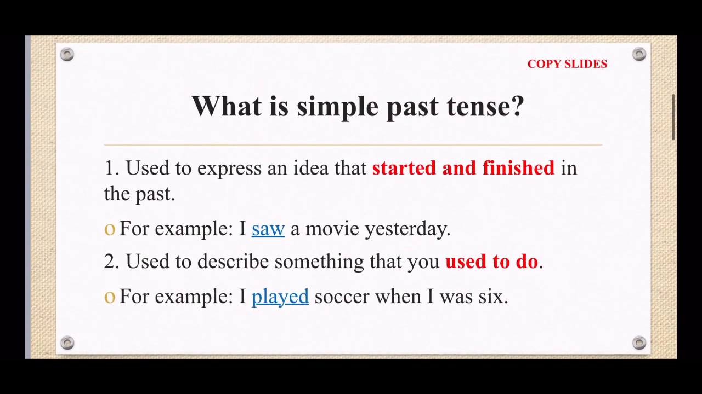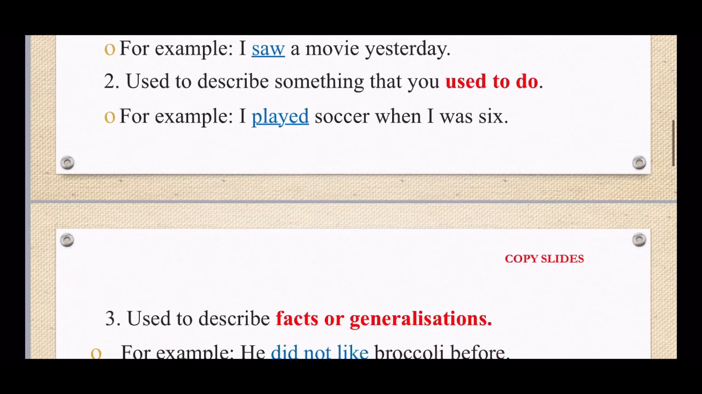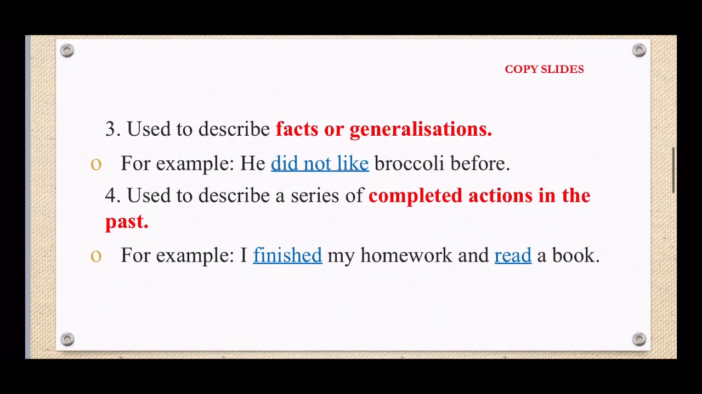Let's go back. So it describes something that you started or finished in the past. It describes something that you used to do. It describes facts or generalizations, and it also describes a series of completed actions in the past, right? So it's quite simple, and that is our simple past tense.